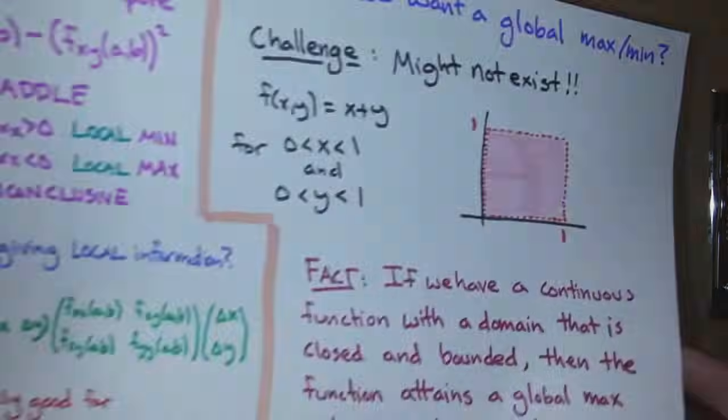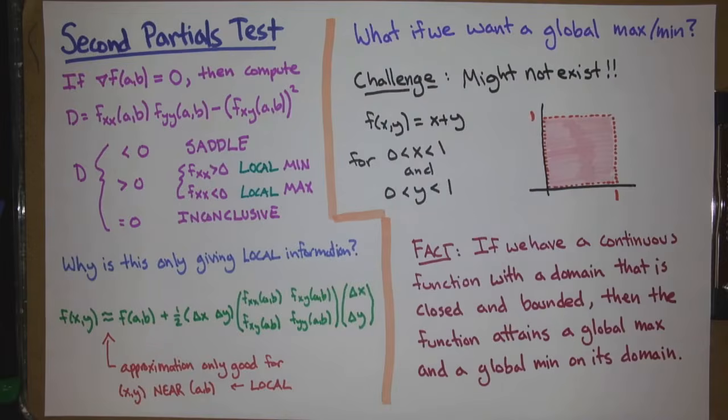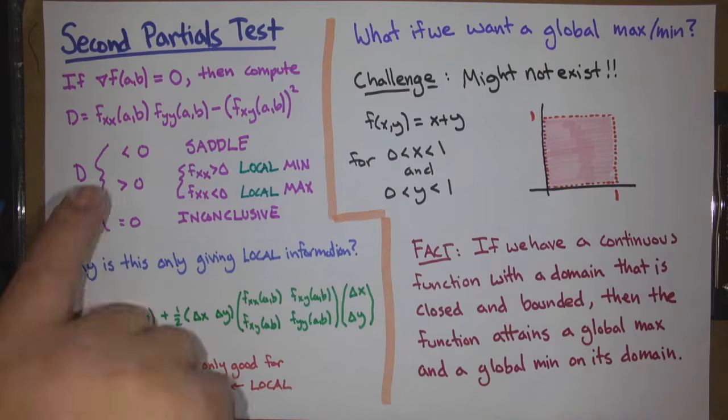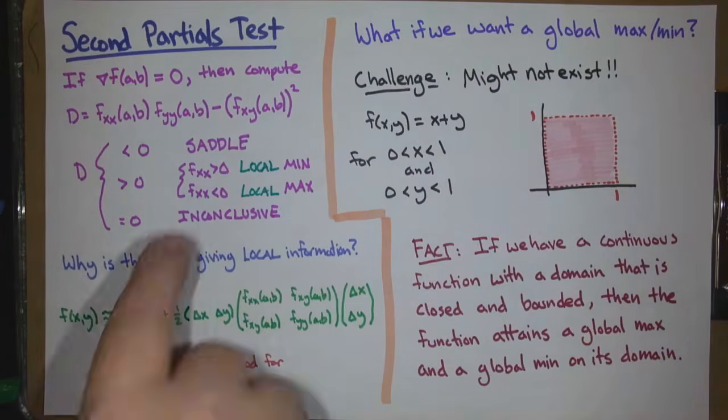Now, let's recall last time. Last time, we did the second partials test. Suppose you're at a critical point of a very special type, where the gradient equals 0. Then we have this particular number that we compute, which comes from the second derivatives: f_xx times f_yy minus f_xy squared.